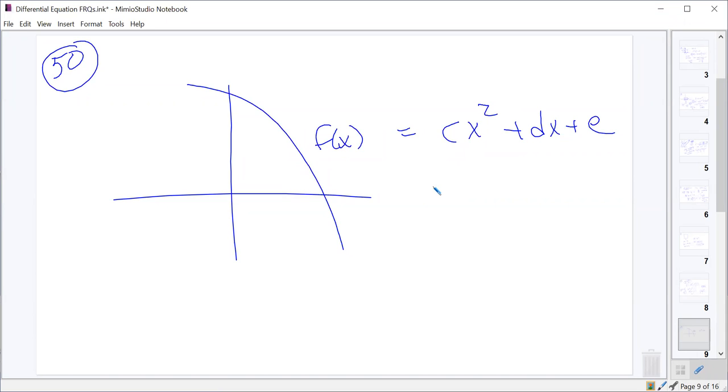So first off, what's your y-intercept? Your y-intercept of this function is when x is 0, so your y-intercept should be e, right? Which tells us that e must be positive based on the graph. So that should eliminate, I'll write out A, B, C, D, E. If e has to be positive, that eliminates choice B.